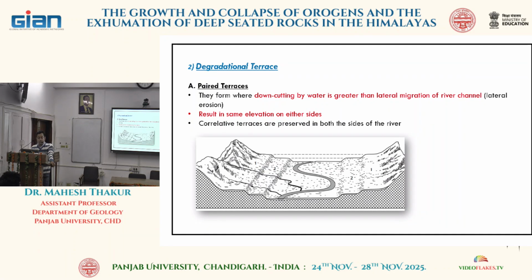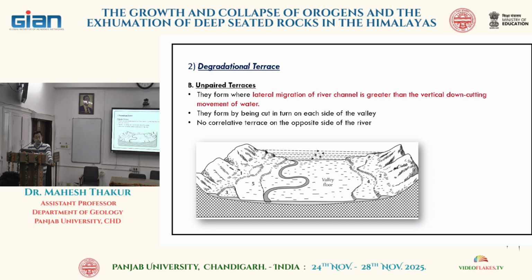Degradational terraces. Now in degradational terraces, there are two types: paired river terraces and unpaired river terraces. Paired river terraces form where downcutting by water is greater than lateral migration of the river channel, resulting in the same elevation on either side. Correlative terraces are preserved on both sides of the river. So in this case, we can see that T1 is present on both sides, T2 is also present. So this is an example of a paired river terrace.